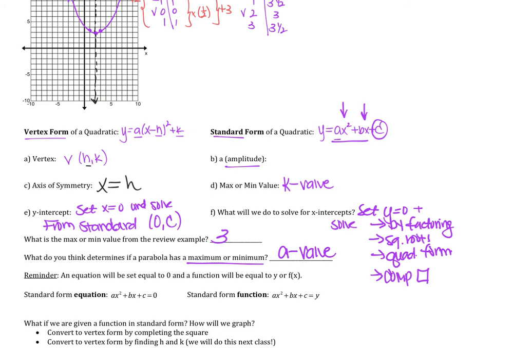I'm going to come down here and write this down. If a is positive, the parabola opens up. So we have a minimum value. If a is negative, the parabola opens down. So that k value is going to be our maximum.